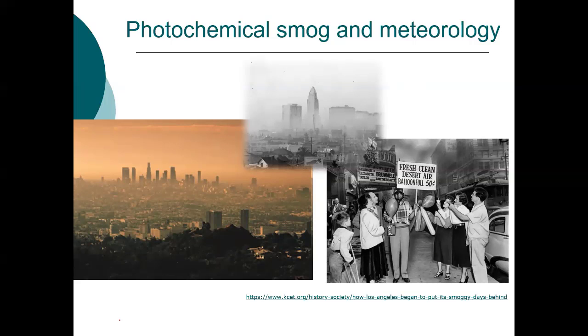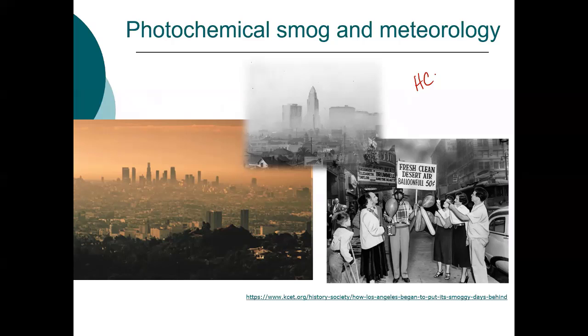And you can see this photo from the 50s, early 60s out in LA, where people are supposedly selling clean air. Now, let me ask you, what do we need in order for photochemical smog to occur? OH radicals and hydrocarbons. Okay, so we need the OH radicals to be formed. We need hydrocarbons. What else? Think about conditions rather than pollutants.